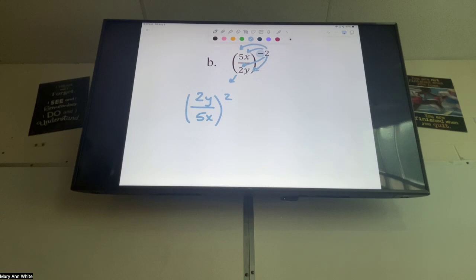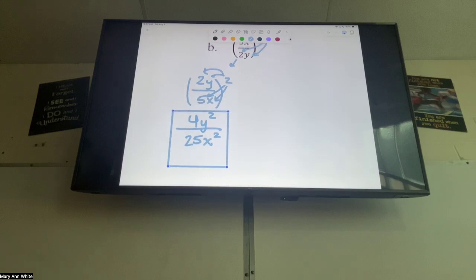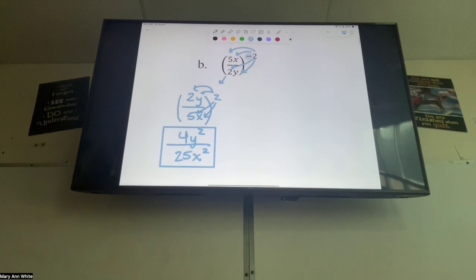Then when I distribute that 2 to everything, I get 4y squared over 25x squared. And as much as you might want to simplify that, you cannot. That's as good as that one gets. Now, if you don't think to do that, you could give everything that -2 first. You could do 5 to the -2, x to the -2, 2 to the -2, and then y to the -2. And you'll get to the same answer as I did. I just think that gets really, really messy, so we don't want to do that.